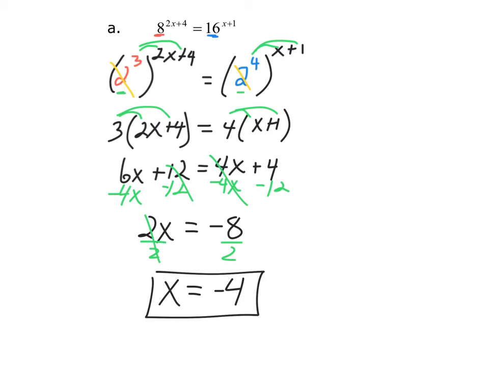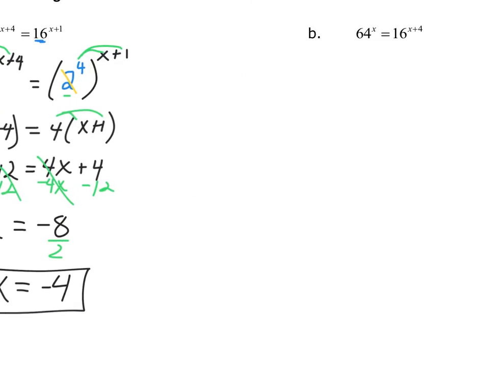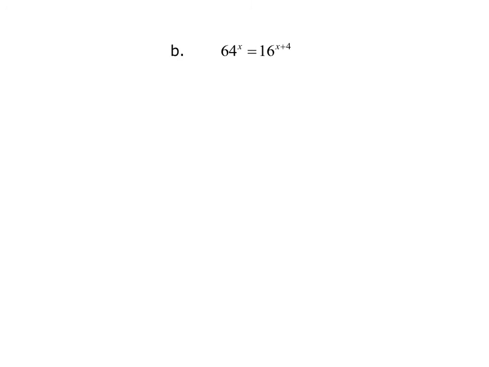It's solved. If you don't believe me, which is always good, you should always question things, plug it in. If you take that negative 4 and substitute it in for this x and this x and do the calculations, you'll get an equal equation. All right, done. Let's check out one more together.